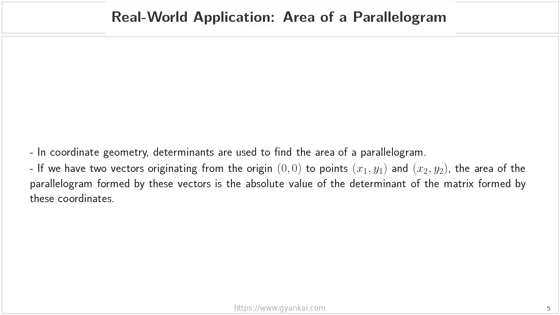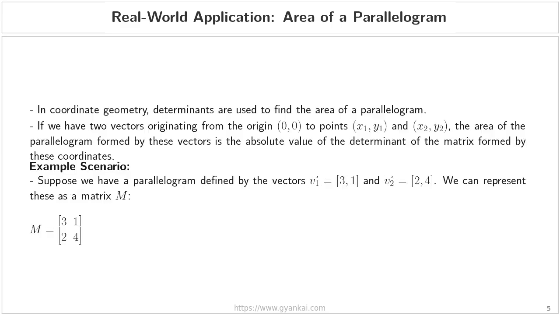Imagine you have 2 vectors starting from the origin, which is the point 0, 0, and extending to 2 different points. Let's call them x sub 1, y sub 1, and x sub 2, y sub 2. If you use these two vectors to form the sides of a parallelogram, the area of that shape is simply the absolute value of the determinant of a matrix created using those coordinates. Let's walk through a concrete example to see this in action.